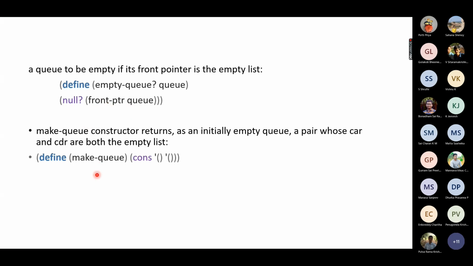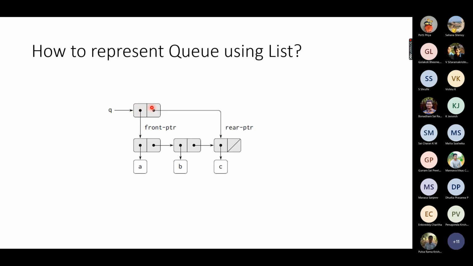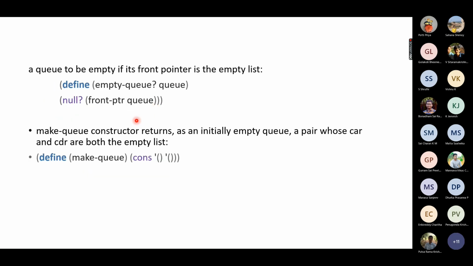Now let's go for another thing: how to construct a queue. We have a make queue procedure. While making, the default is an empty node. So make queue is nothing but cons, where the car part is null and the CDR part is also null. So these two procedures are understandable, right? Empty queue and make queue.